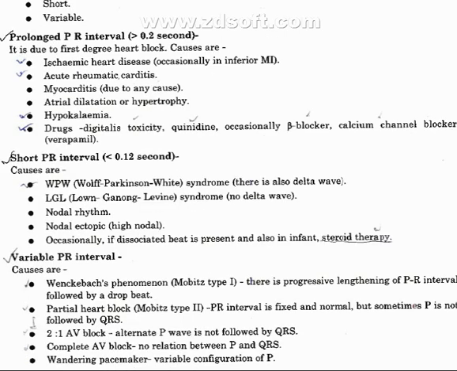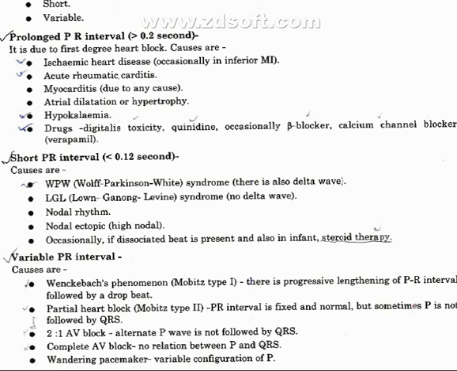Now, prolonged PR interval, that is, more than 0.2 second. It is due to first degree heart block. Causes are ischemic heart disease, occasionally inferior MI, acute rheumatic carditis, myocarditis due to any cause, atrial dilatation or hypertrophy, hypokalemia, drugs, digitalis toxicity, quinidine, occasionally beta blockers, calcium channel blockers, that is, verapamil.